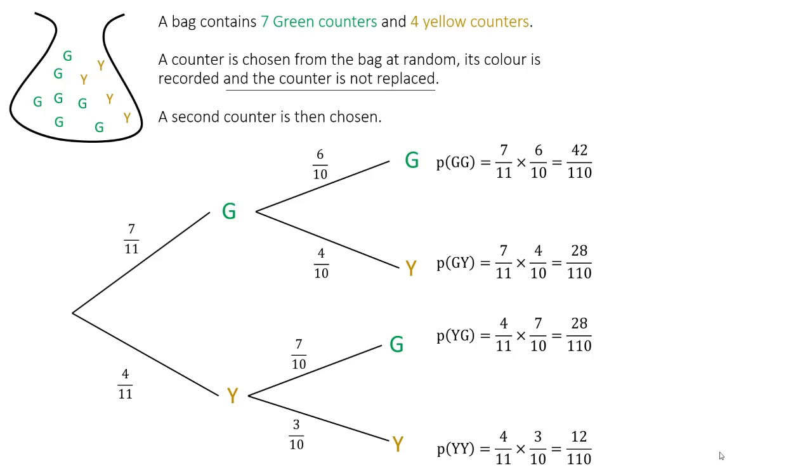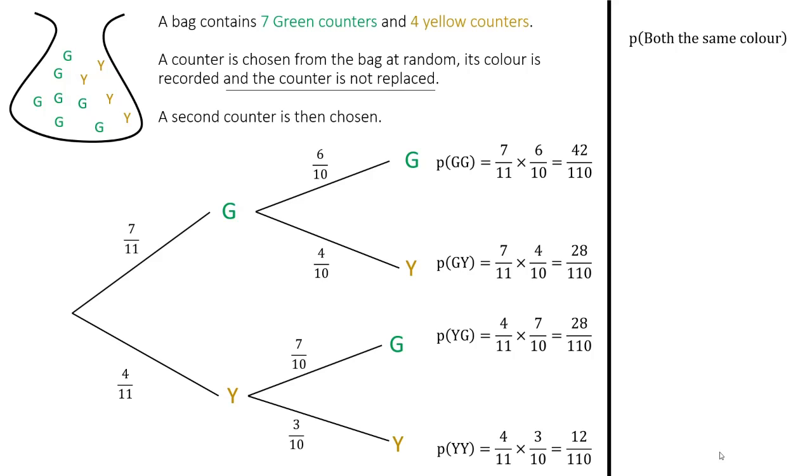But maybe there are other probabilities that we want to investigate, other possibilities. We could, for example, work out once again the probability that both are the same colour. Well, that would be green and green, or yellow and yellow, and we're going to add those together. This time we're looking at 42 out of 110, and we're looking at 12 out of 110. If we add those together, that gives us 54 out of the 110 options that are both the same colour.